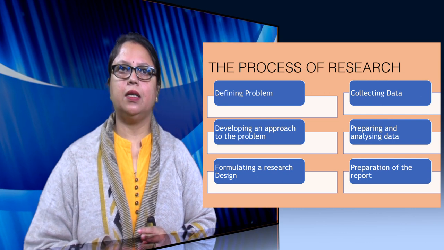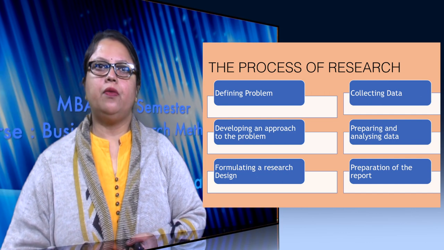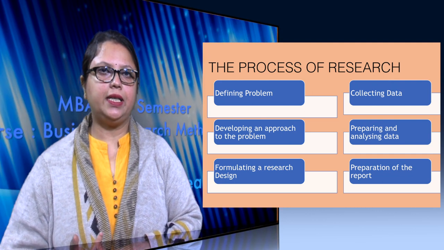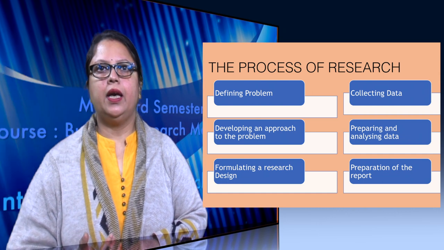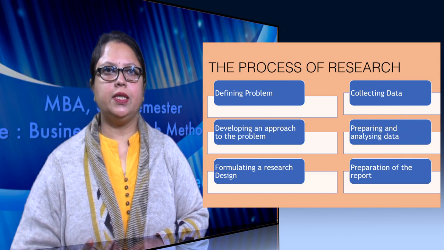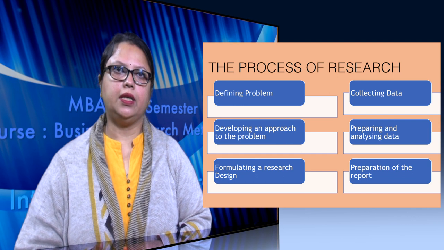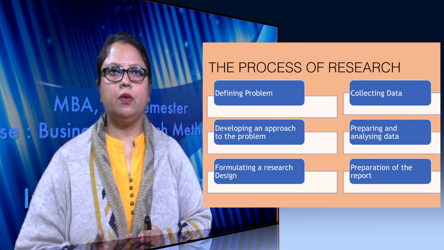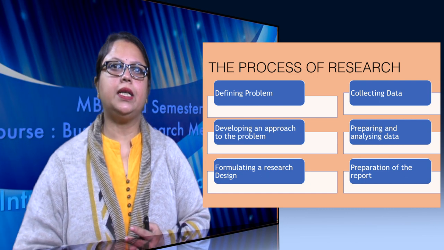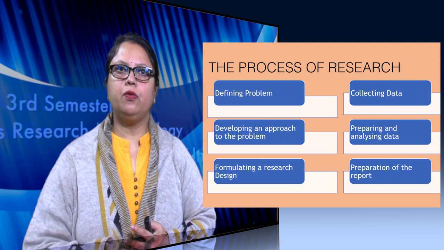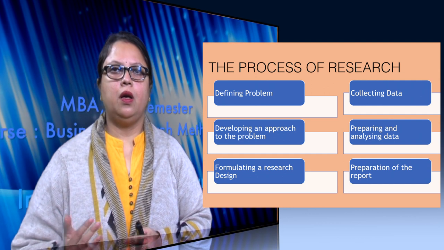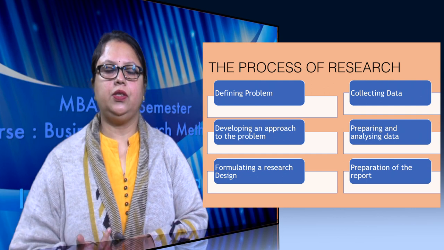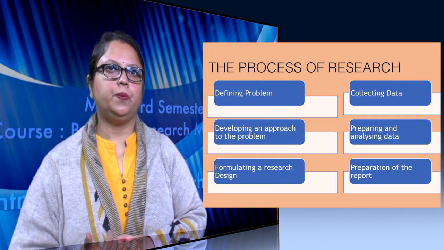Then the second step is development of an approach to the problem. It consists of formulating an analytical framework and models, research questions and hypotheses, and identifying the information needed. So once we have defined the problem, next we will try to prepare the analytical framework for this problem, like how we are going to solve this problem, what will be our hypothesis, what models we are going to use. All these decisions we will take in step 2.